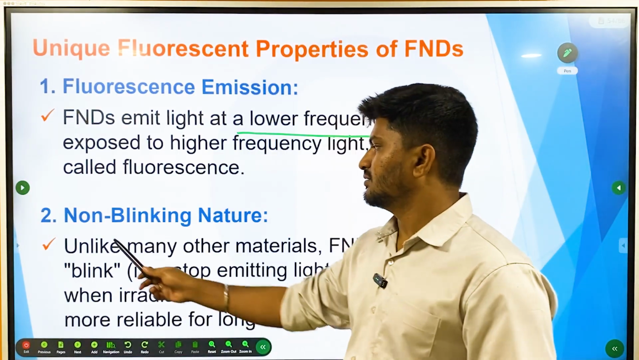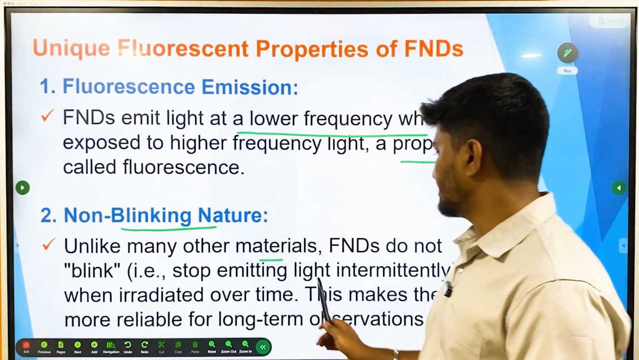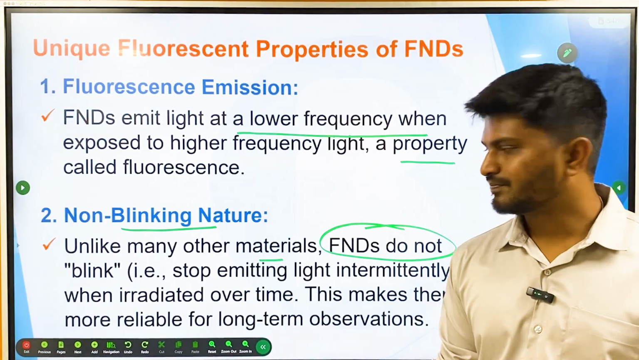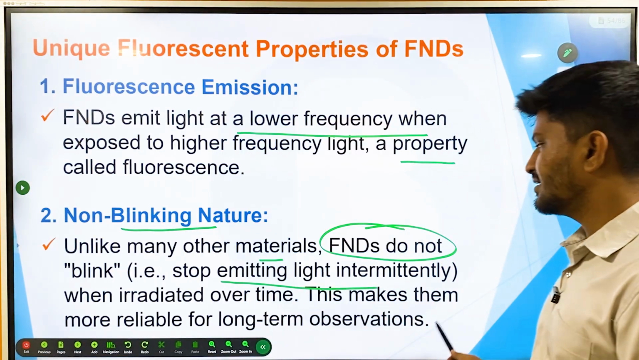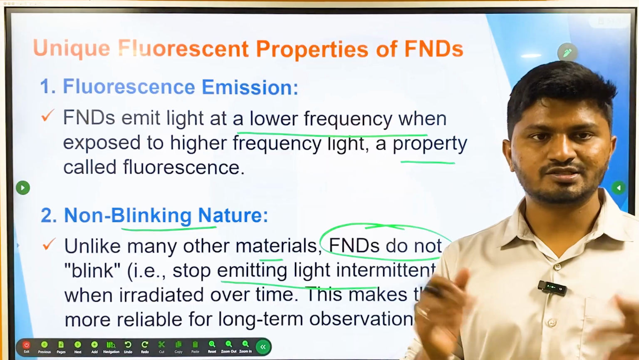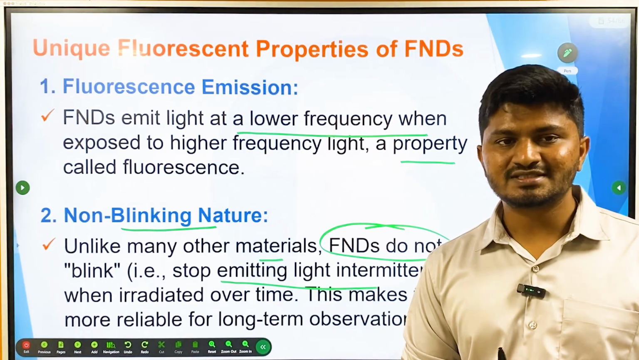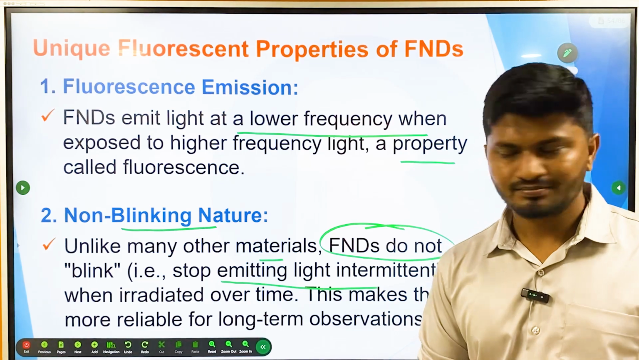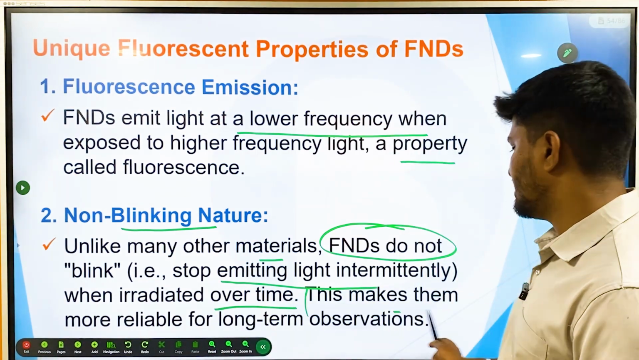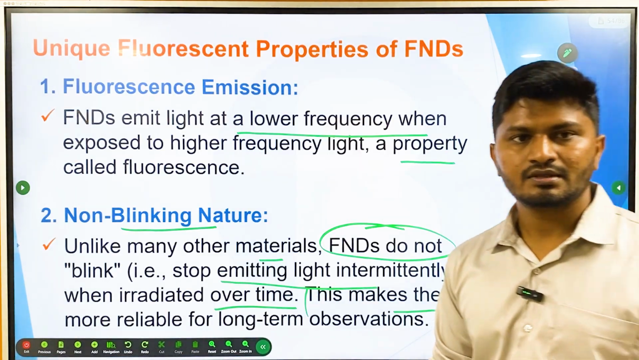Then non-blinking nature. Unlike many other materials, FNDs do not blink. Very important. Blinking is when they stop emitting light intermittently. They will emit and stop, emit and stop. Whereas these fluorescent diamonds, they continuously emit the light. They do not blink when irradiated over time. This makes them more reliable for long-term observations.